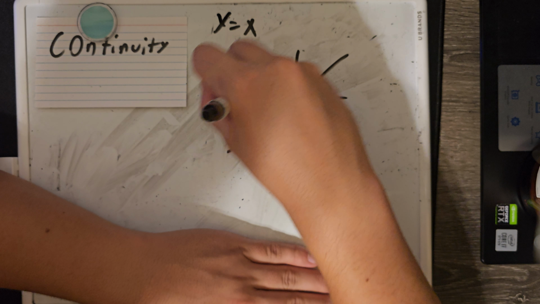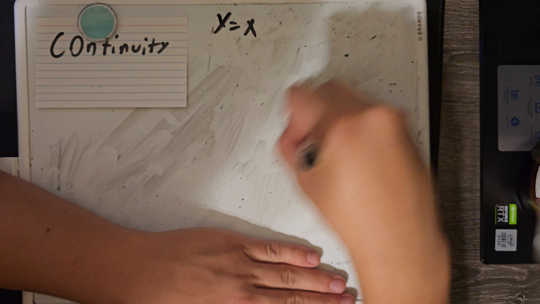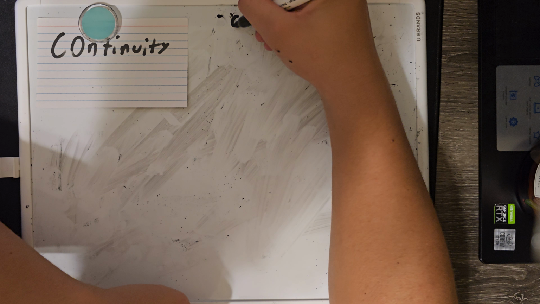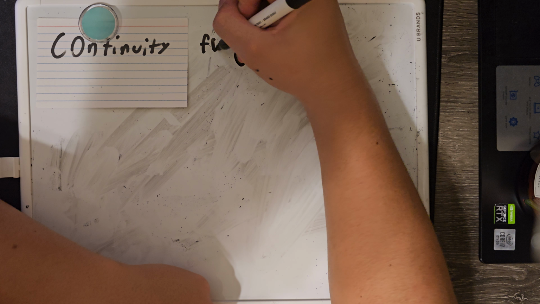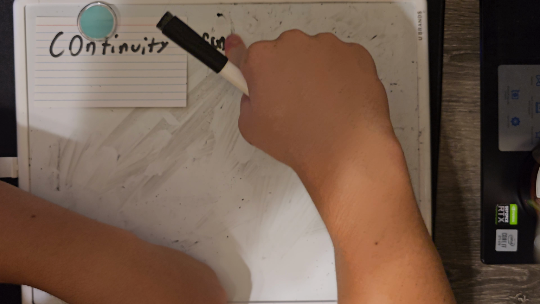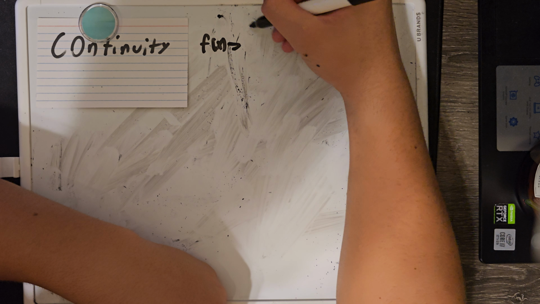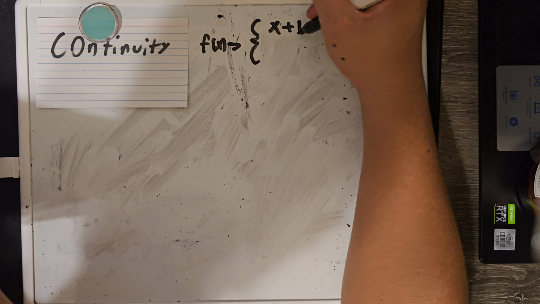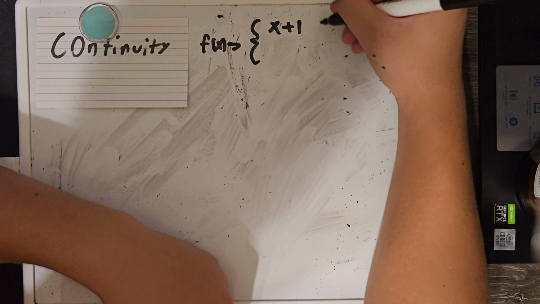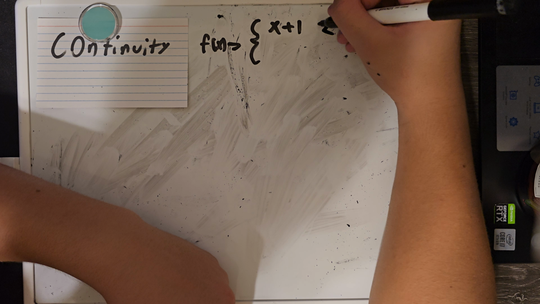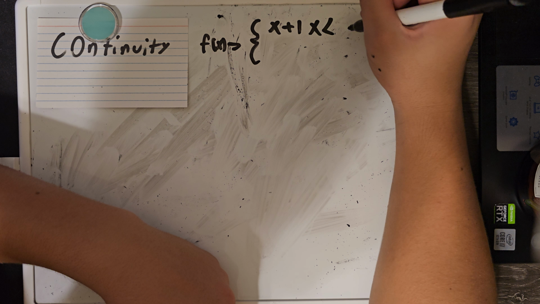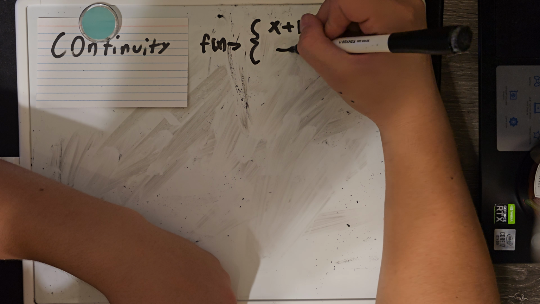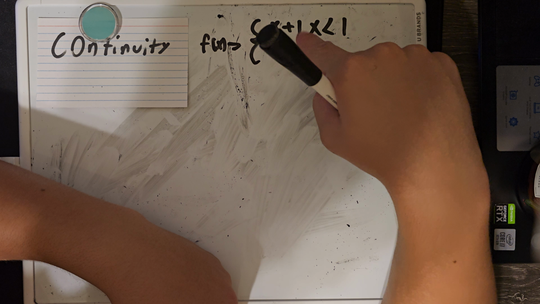But let's say you have a piecewise function where f of x equals x plus 1 when x is less than 1, and let's say it equals 7 when x is greater than 1.